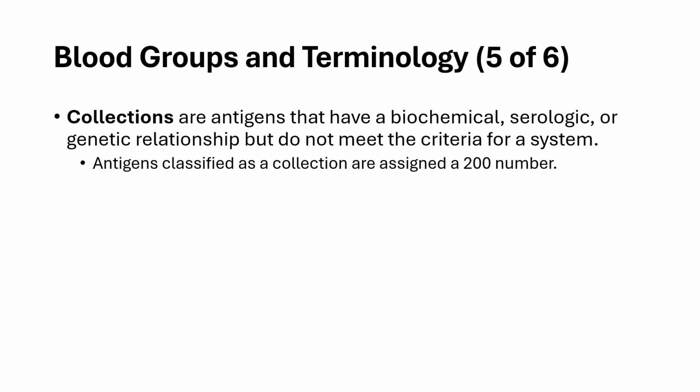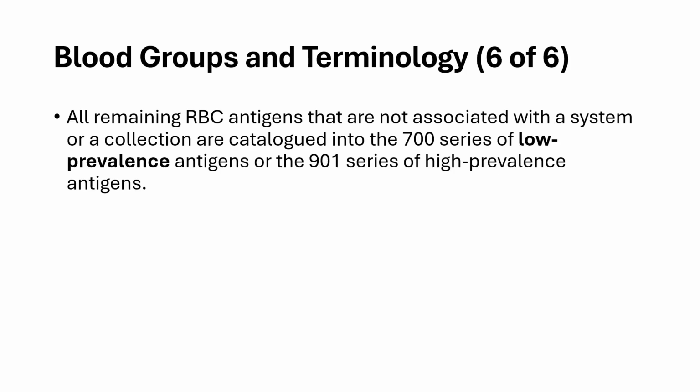Collections consist of antigens that have biochemical, serologic, or genetic relationships but do not qualify as a full blood group system. Antigens and collections are assigned numbers in the 200 series, so those numbers that start with 200. Other red blood cell antigens, not part of any system or collection, are then cataloged into the 700 series, which are low prevalence antigens, or the 901 series, which are the high prevalence antigens.